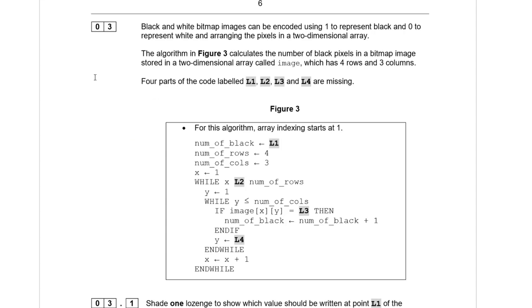Question 3 is about images in binary. We're told that black pixels are represented by 1 and 0 represents white pixels, and they're arranged in a 2D array. This algorithm we've got here, the pseudocode, calculates the number of black pixels in a bitmap image and stores it in the array called image, which has 4 rows and 3 columns. And 4 aspects of the code are missing.